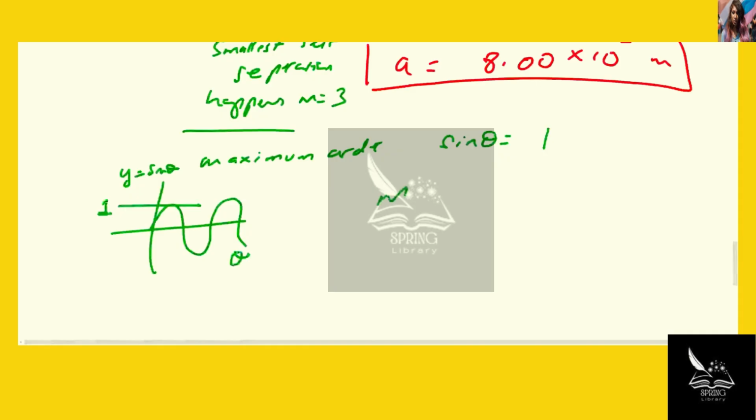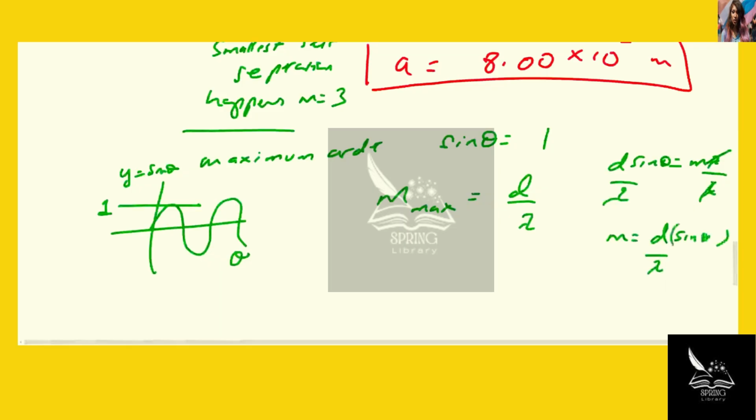So to maximize m max, you use d over lambda, and the reason why we use d over lambda is because if you can recall, d sine theta equals m lambda. So then you divide both sides by lambda like that. These two cancel. So m is d over lambda sine theta. But then sine theta is 1 when we maximize the order. So this is 1. So the maximum order happens when we have d over lambda.